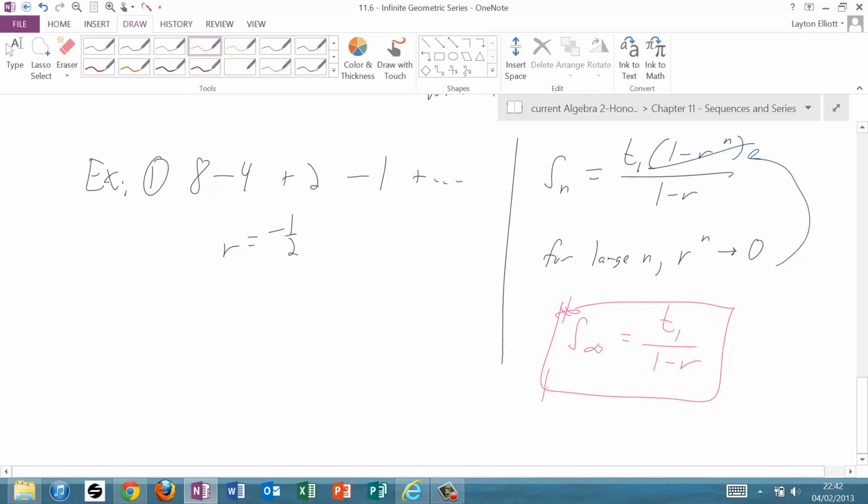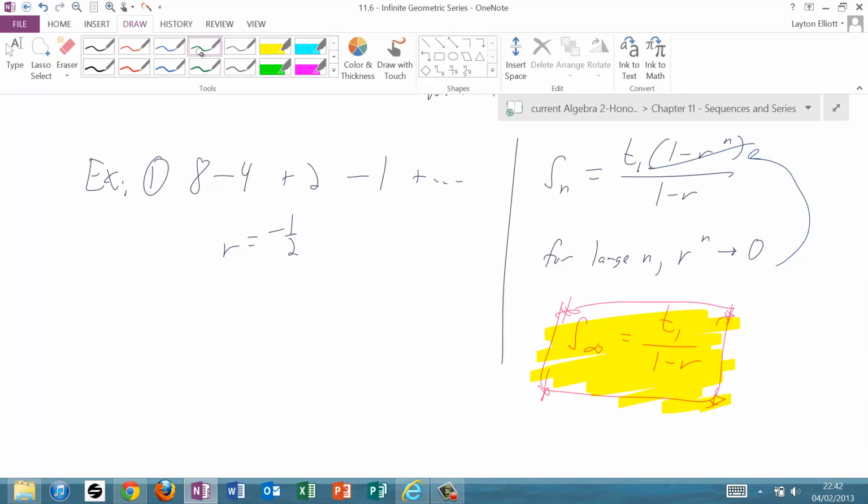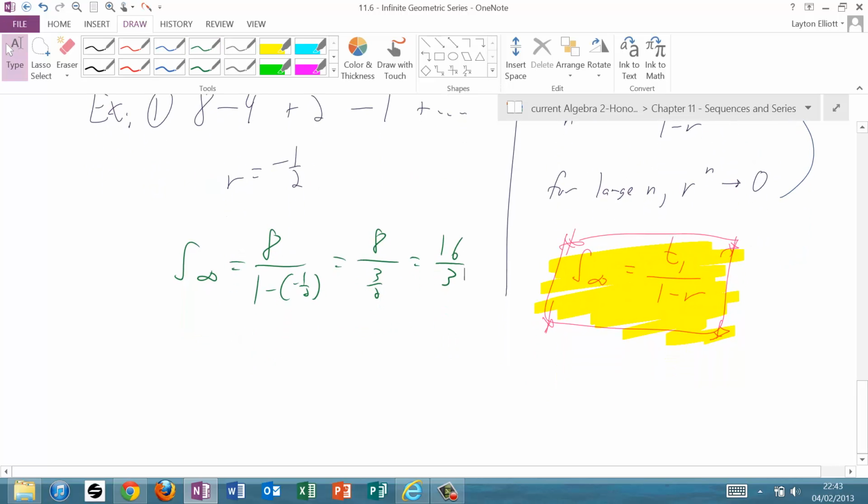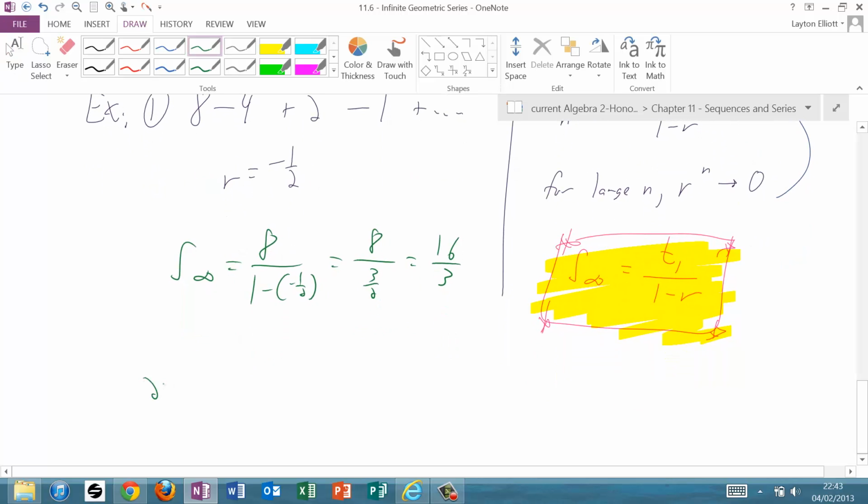So if I star this formula as one to remember, put a little highlight on it, and then carry this back over, I'm going to say S of infinity is equal to t of 1 over 1 minus -1/2, which is 8 over 3/2, or 16/3. And that's what the sum of this infinite series would be. Okay, let's do example number 2.